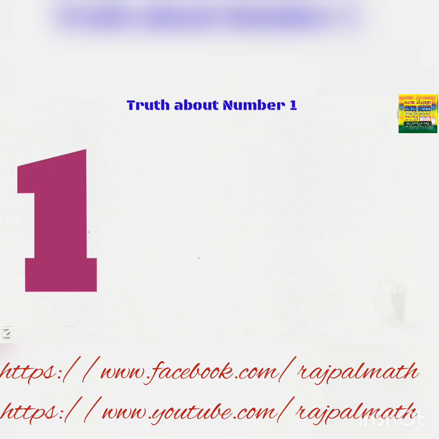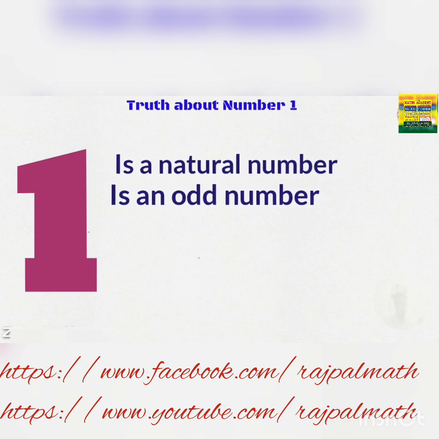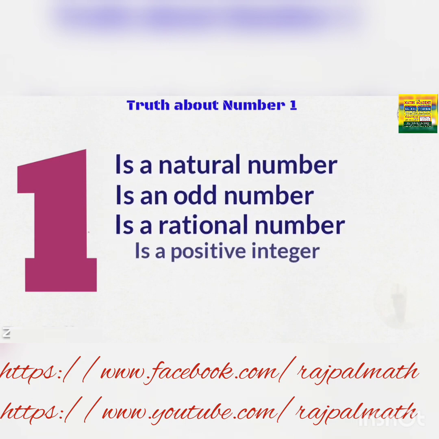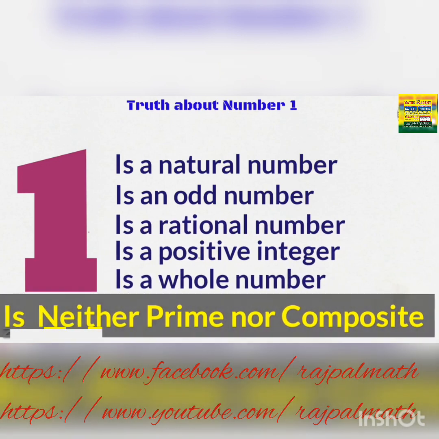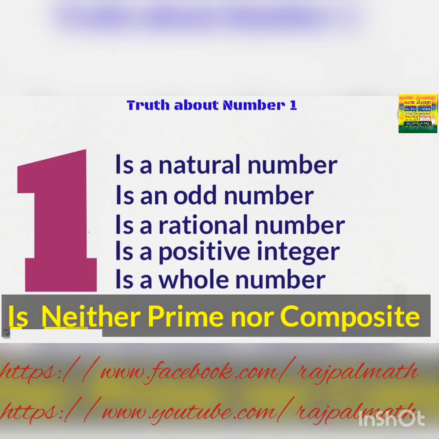So number 1 is a natural number, it's an odd number, it's a rational number, it's a positive integer, it's a whole number. However, number 1 is neither prime nor composite.